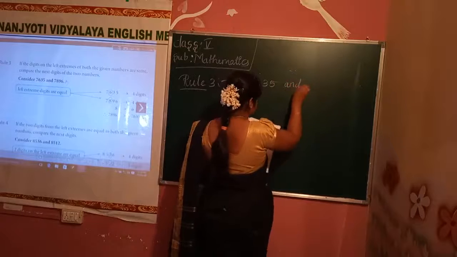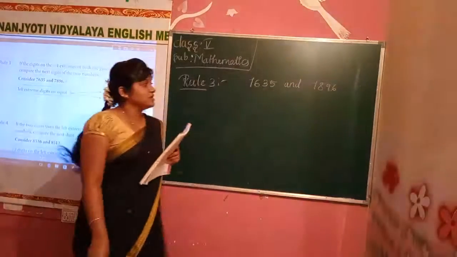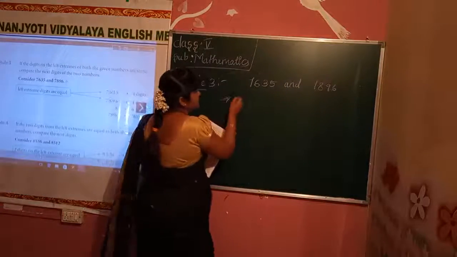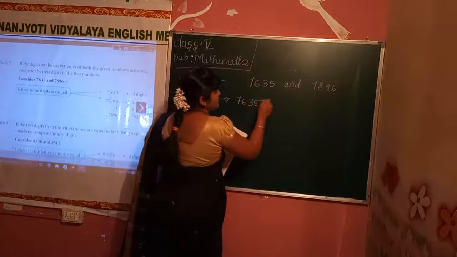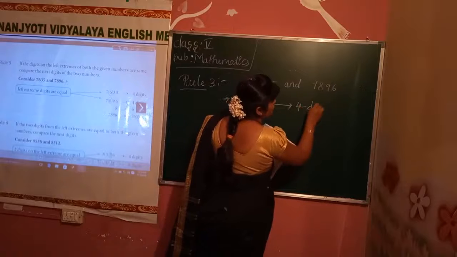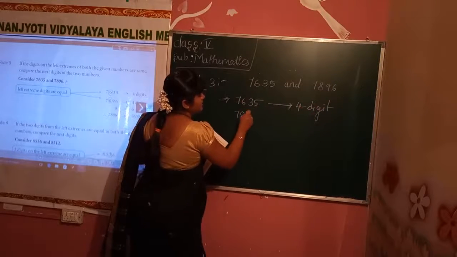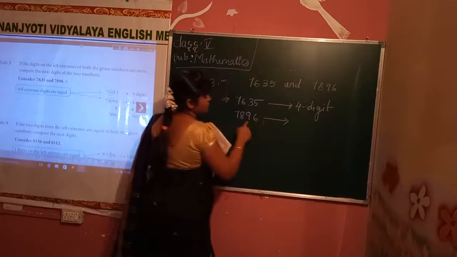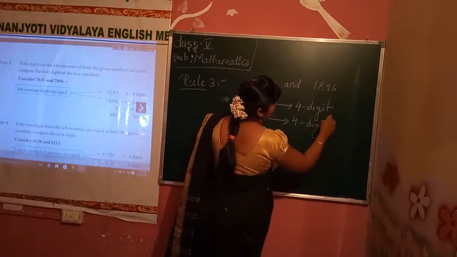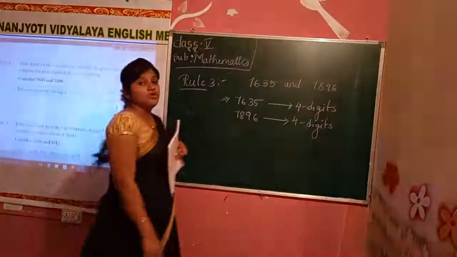and 7896. 7635 and 7896. Okay, we'll write it here. 7635: 1, 2, 3, 4, so it is a 4-digit number. And 7896: 1, 2, 3, 4, this is also a 4-digit number.